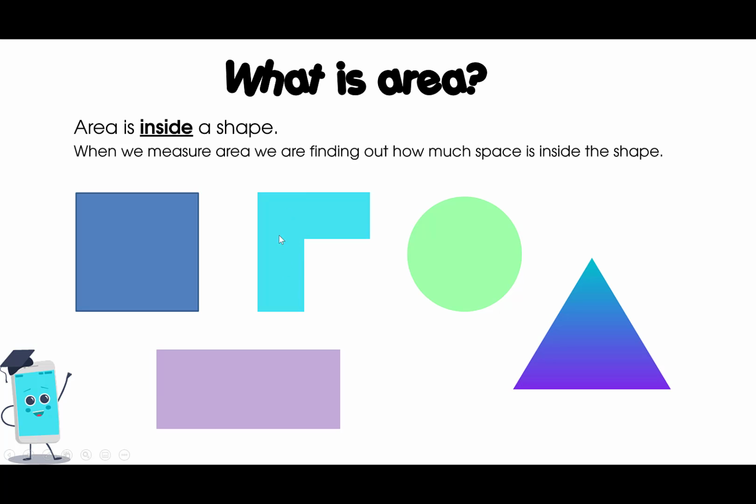Here we've also got another type of shape. If we're finding the area, it's all the coloured part, all of the space inside. We can also find the area inside a circle, a triangle, a rectangle. Today we're going to be looking at how we would measure the area of squares and rectangles. So we're going to start with some simpler shapes.